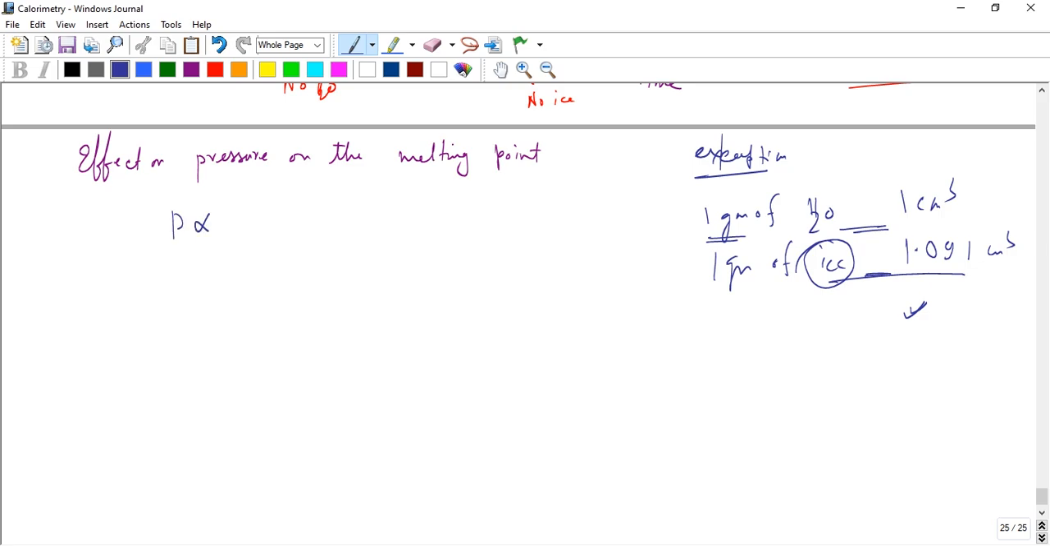So pressure and melting point are inversely proportional. If pressure is increasing, the melting point is decreasing, and if pressure is decreasing, the melting point is increasing. So take an example: the melting point of ice.